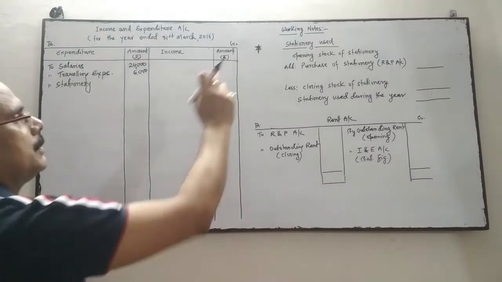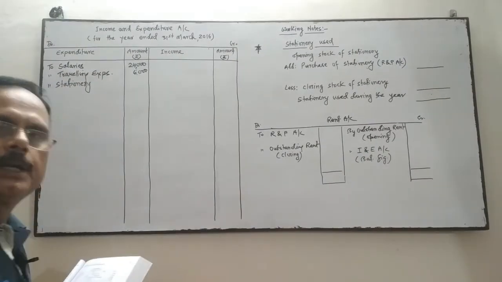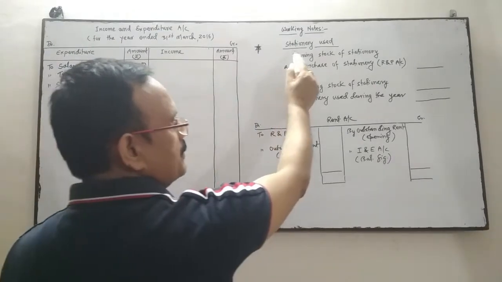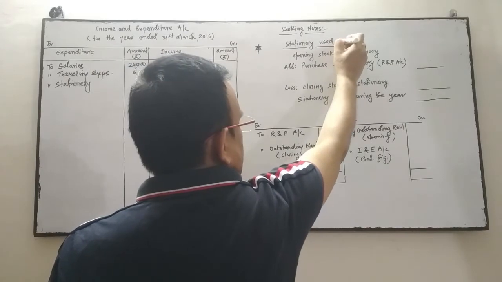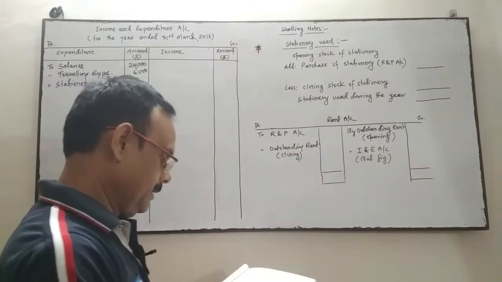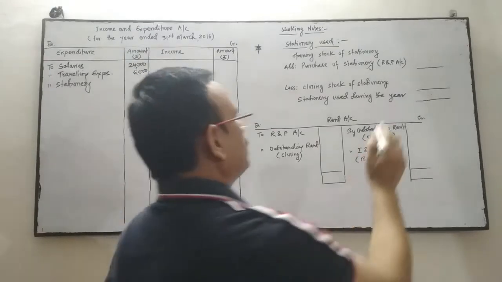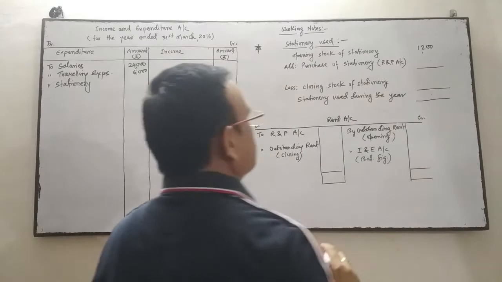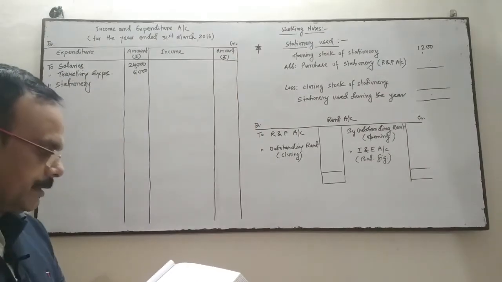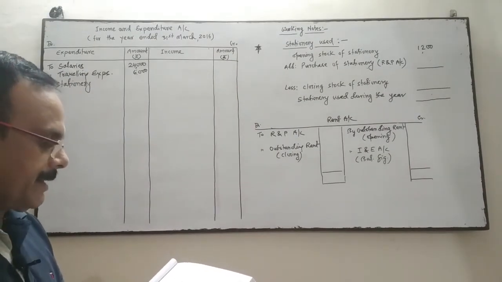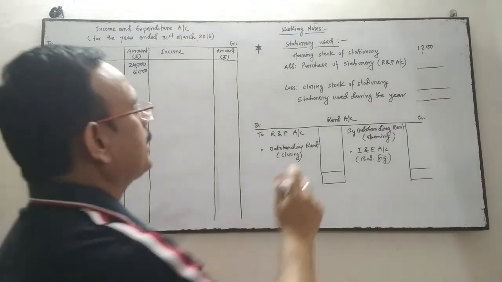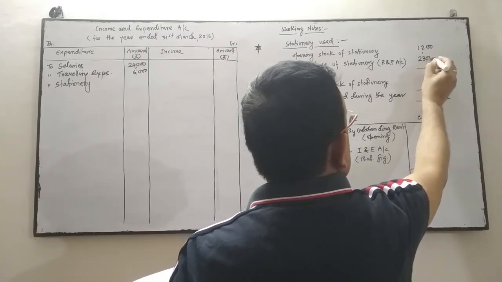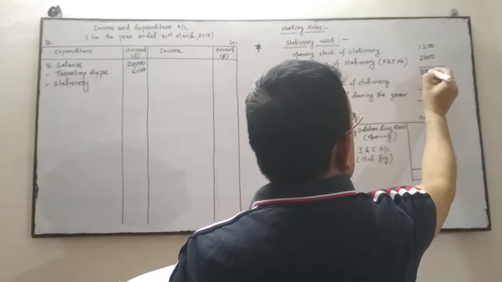Now do some working note to find out how much stationery is used during the year. Working note of stationery used. Opening stock of stationery is 1,200. Stationery purchased during the year, you will get this amount on the payment side, 2,300. So the total is 3,500.